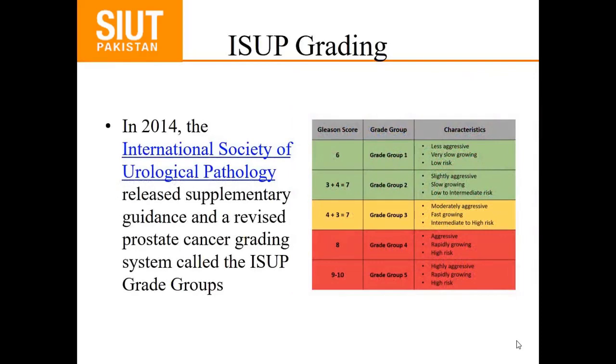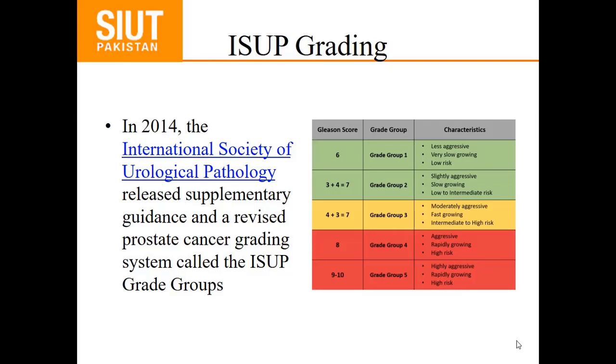ISUP grading. In 2014, the International Society of Urological Pathology released supplementary guidance and a revised prostate cancer grading system called ISUP grading groups. In this system, they divided the Gleason score into 5 groups. In the first group, they take all the cancers with Gleason score 6. We put these in grade group 1. This is less aggressive and low risk.